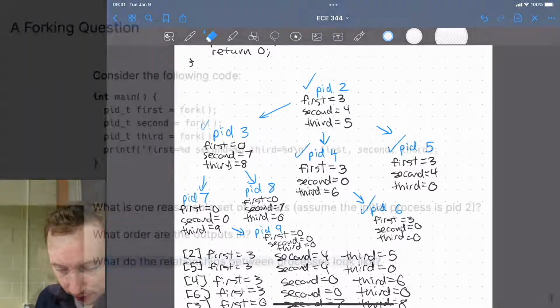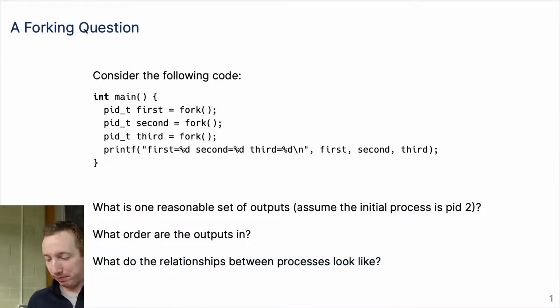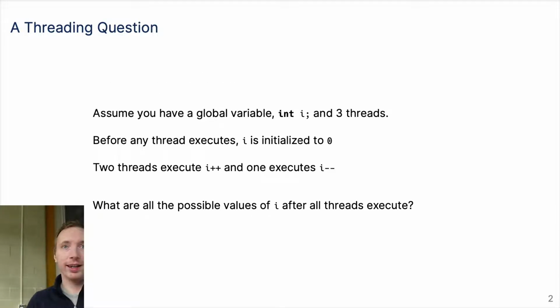Okay, any questions about that? So we pretty much answered everything. Good, reasonable output. Not too bad. Fork sucks the first time you see it, but we've seen it for a few lectures now, so it shouldn't be too bad. All right, well, let's graduate and do a threading question.